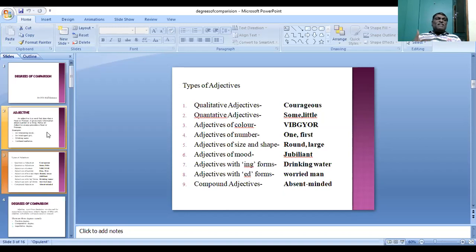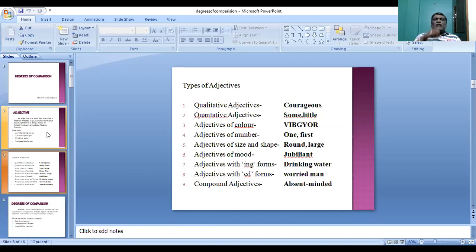Similarly, we have quantitative adjectives. Quantity means it talks about the quantity. For example, some, little, few, a lot. For example, there was little rice left for him to eat. I had very little time left for me. Still, there was some time for him to attend the seminar. So some, little, a lot of are the words which describe the quantity.